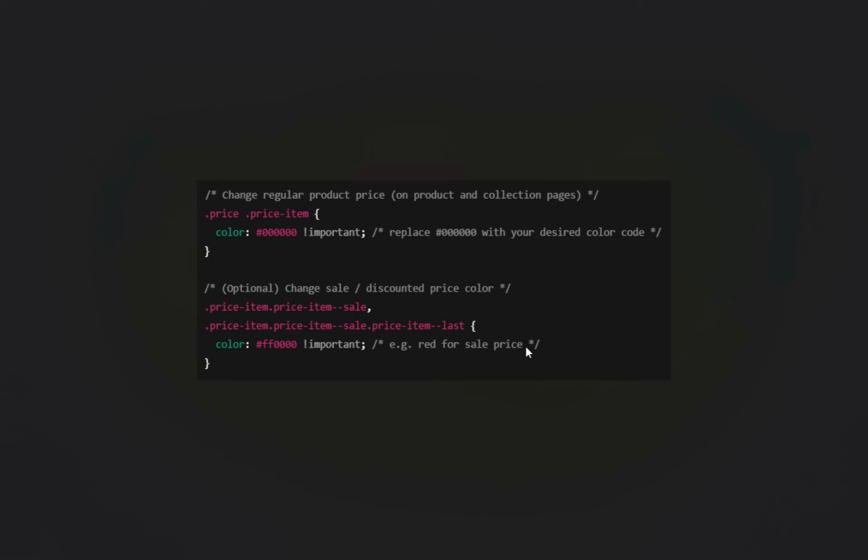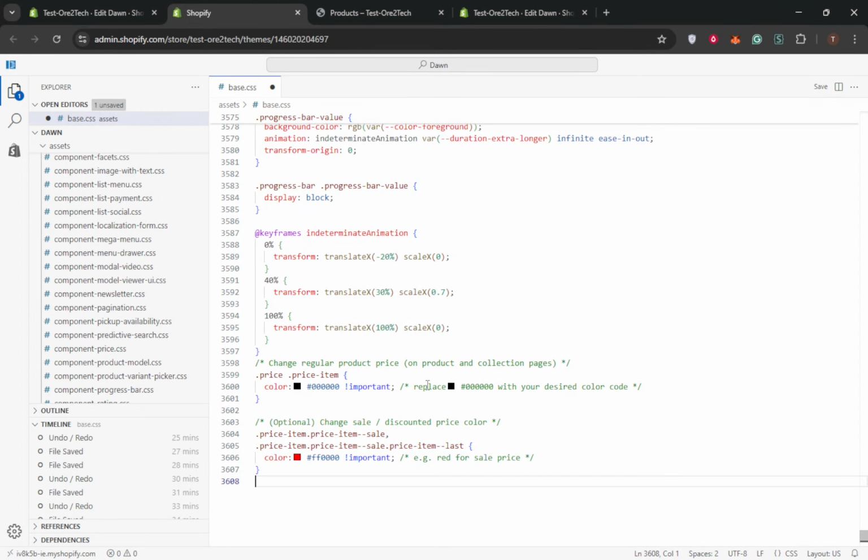Replace the hex codes with the colors you want. The important flag ensures your color overrides the theme defaults. If you already have customizations, keeping important helps avoid conflicts.